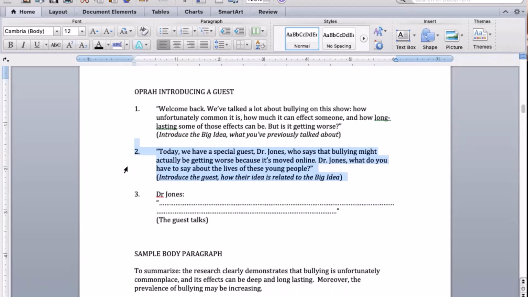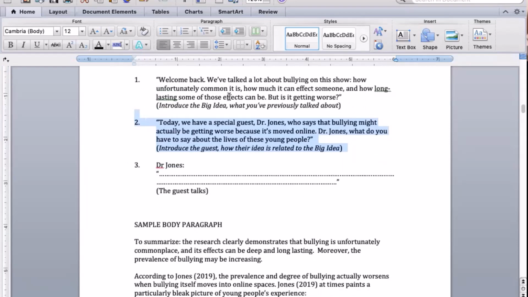What I did here, let's see if we can get it all on one page. Okay, that's good enough. I tried to write a moderate impression of Oprah introducing a topic, introducing a guest, and then I changed almost nothing. I just made it a little less talky, a little more formal, a little more academic sounding. I'm just going to read it so you can see how similar those moves are. So here's a moderate interpretation of Oprah introducing the segment, the topic. Welcome back. We talked a lot about bullying on the show, how unfortunately common it is, how much it can affect someone, and how long-lasting some of those effects can be. But is it getting worse?